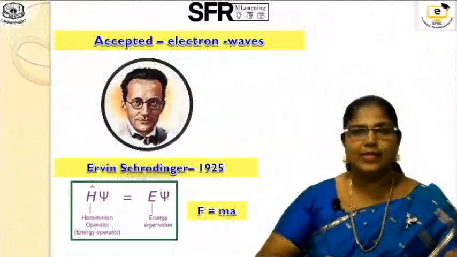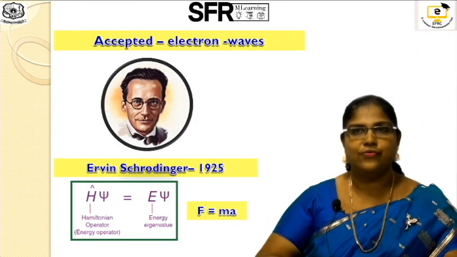And after accepting electrons as waves, physicists started working on these electron waves to find a mathematical formulation. And do you know that Erwin Schrodinger succeeded first in 1925 and he derived the Schrodinger equation, which talks about this electron.